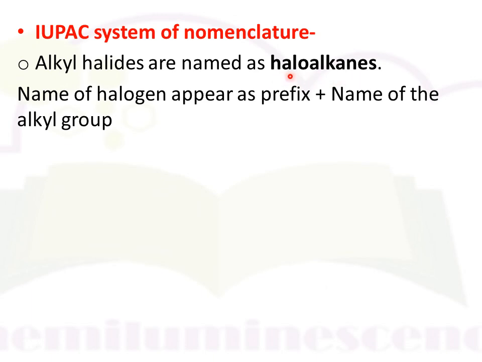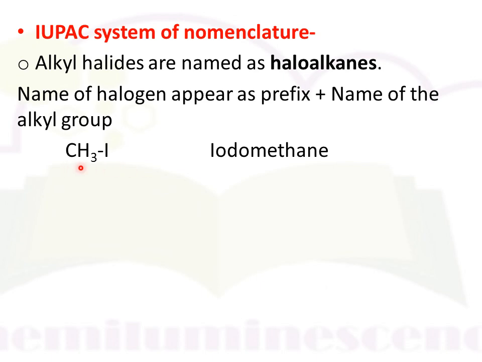Here the halo part, that is the halide part or halogen part, comes as a prefix and the name of the alkyl group comes as a suffix. And in the common name system, the name of the alkyl part comes as a prefix and the name of the halogen part comes as a suffix. So these two are exactly opposite to each other. Let's see with the help of an example.